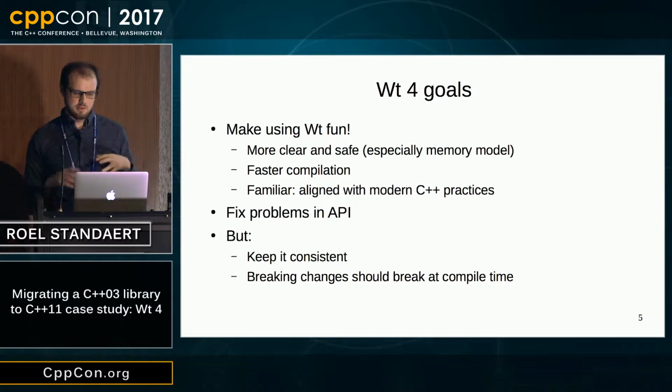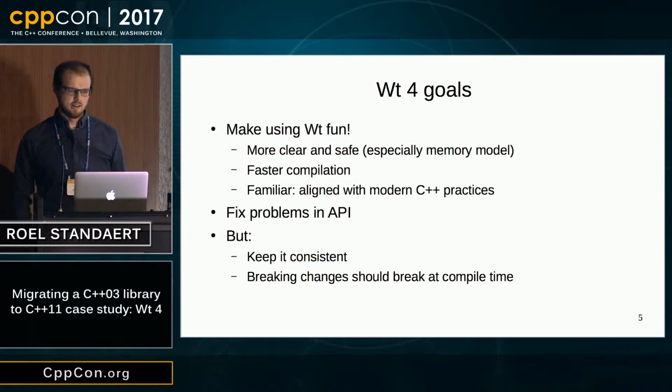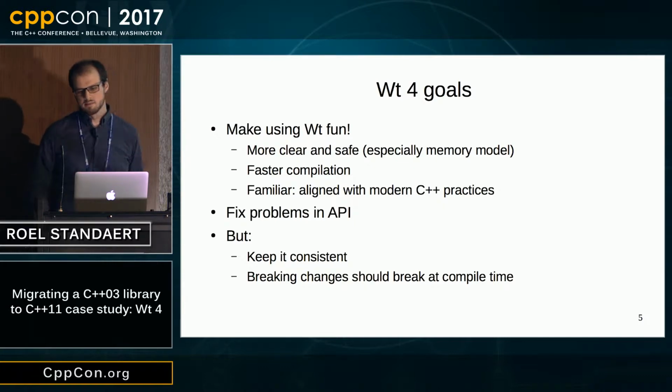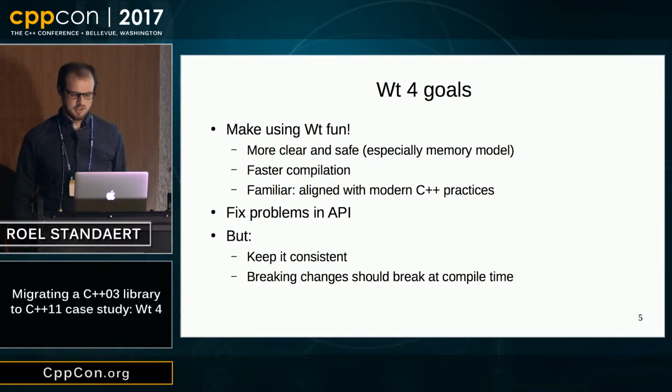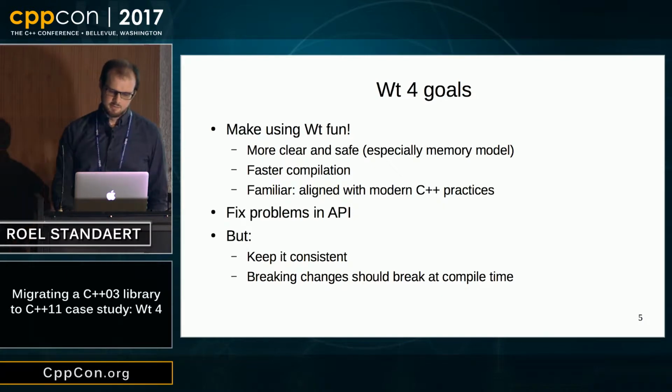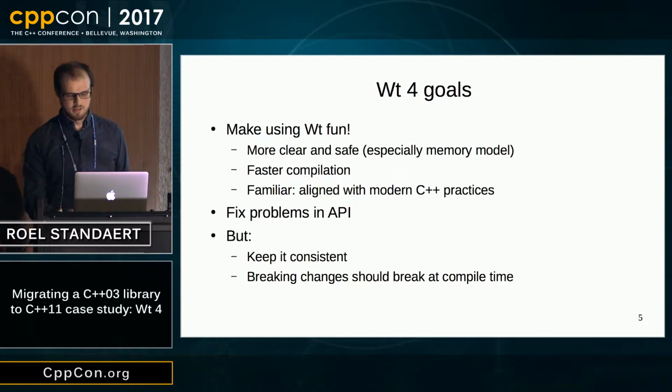But overall, we wanted to keep it consistent with how it already was in Wt 3. We don't want to annoy our existing users by just changing everything and making it completely unfamiliar. And whenever we broke something, if it was a major thing, we would break it at compile time, so that users wouldn't be able to just recompile their Wt 3 code and have a whole bunch of runtime errors, because that would also just be really annoying.